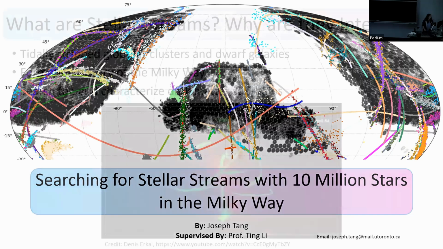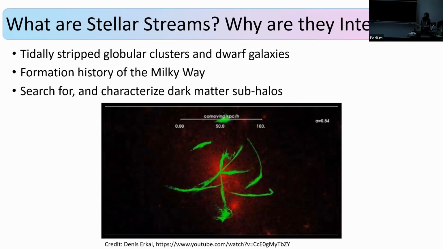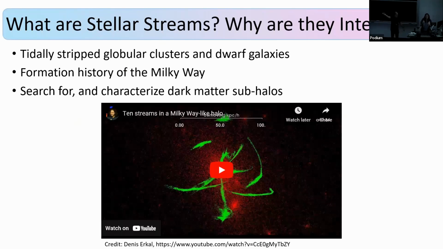So yeah, let's begin. What are stellar streams and why are they interesting? A stellar stream is formed when a globular cluster or a dwarf galaxy, these balls of stars, get tidally stripped by the Milky Way. What this means is they're just gravitationally interacting with the Milky Way. They're orbiting it as they should. And this is a great simulation.